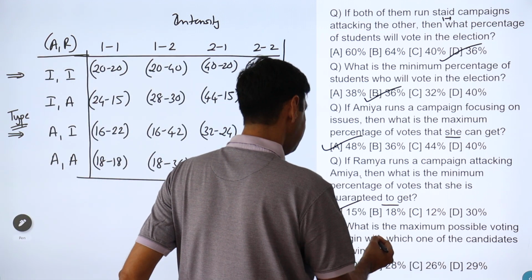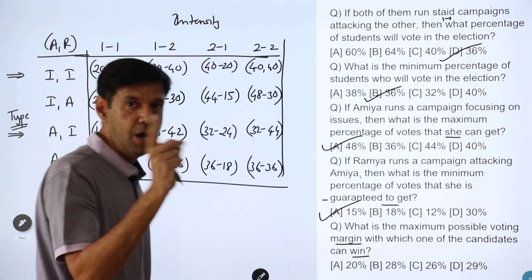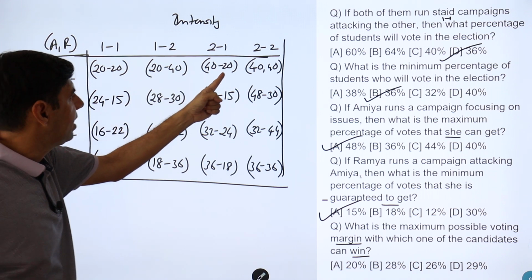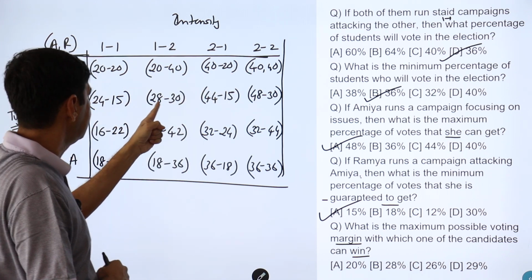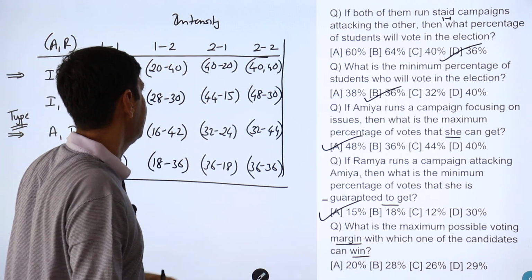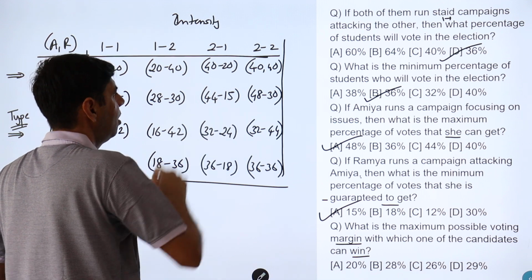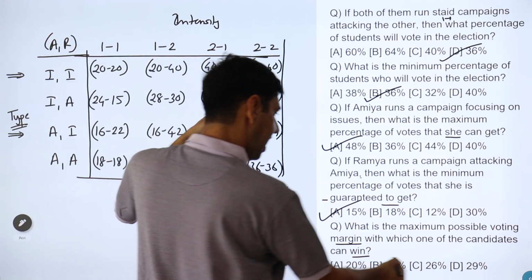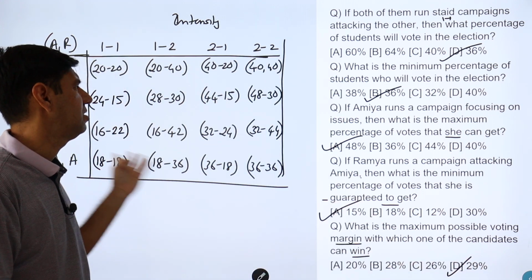What is the maximum possible voting margin with which one of the candidates can win? Margin is a difference. Okay. So here 0, 20, 20, 0. So 20 we have till now. This is less than 20. This is less than 20. Oh, this is quite a bit. So this is what? 24, 29 is it? 45 is, yeah, this is 29. So 29 is a large number and it is the maximum amongst the options. So this will be the answer. I don't need to check the others.